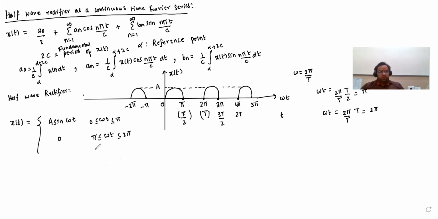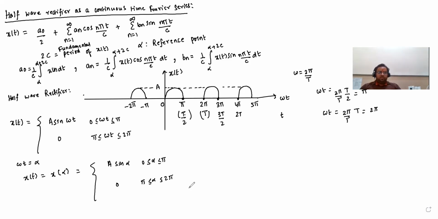Okay, so for simplicity in calculations, let us assume that omega t is equal to alpha. With this assumption, x of t will become x of alpha, and this will be given as a sine alpha, where alpha is greater than or equal to 0 and less than pi, and when alpha is between pi and 2 pi, we get 0.